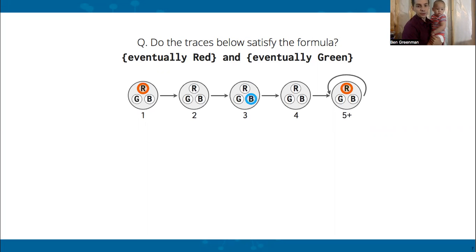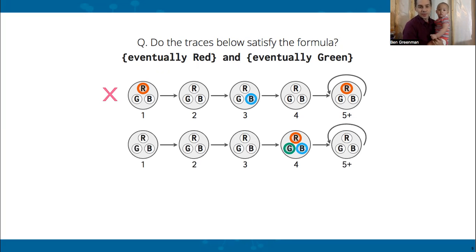In the first state, the red light is on and no other lights are on. In the second state, no lights are on. In the third state, the blue light is on and no other lights. In the 4th state, nothing. And in the 5th, and every state after that, red is on. So does this satisfy our formula, eventually red and eventually green? Yes or no? The answer is no, and that's because green is never on.